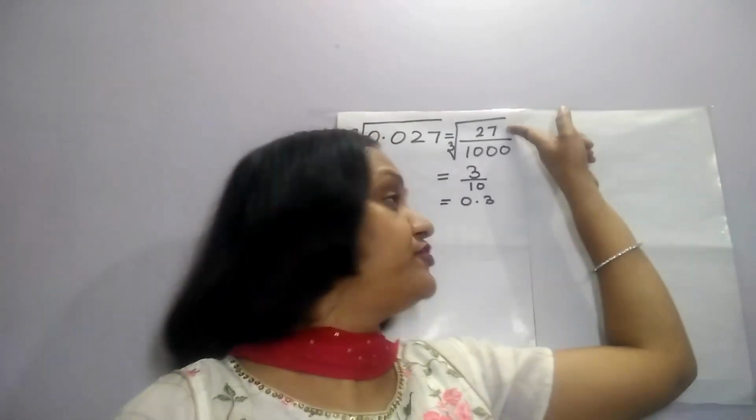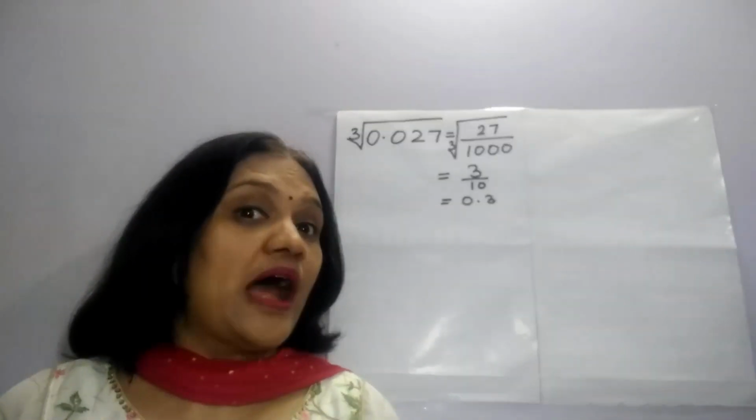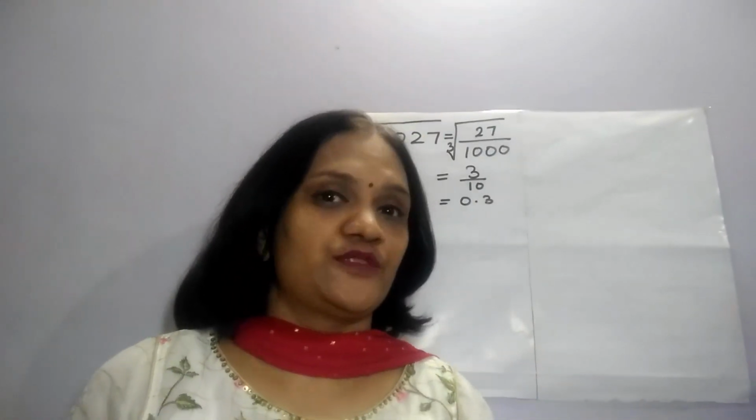Now, this was a very, very small number, 27. It was the cube of 3. All of you understood that. But what to do if you have a bigger number? Then how will you find the cube root? We will be using the prime factorization method today to find the cube root of a natural number which is a little bigger than 27.